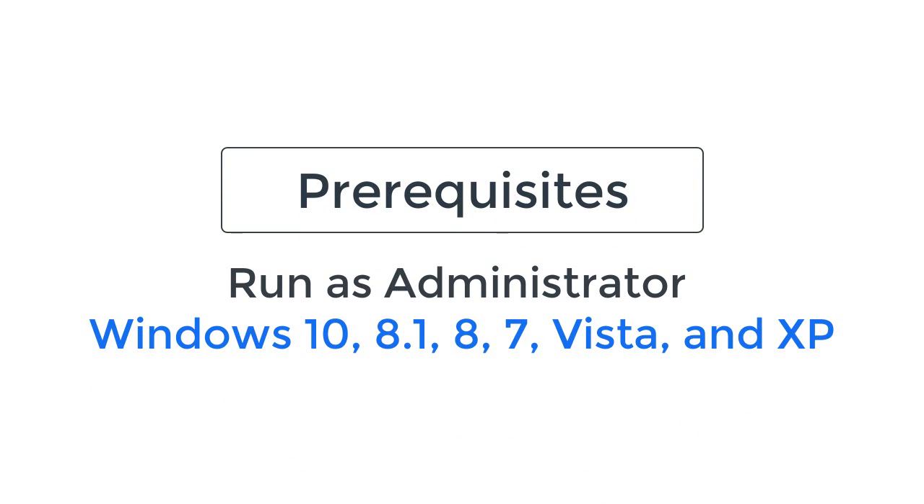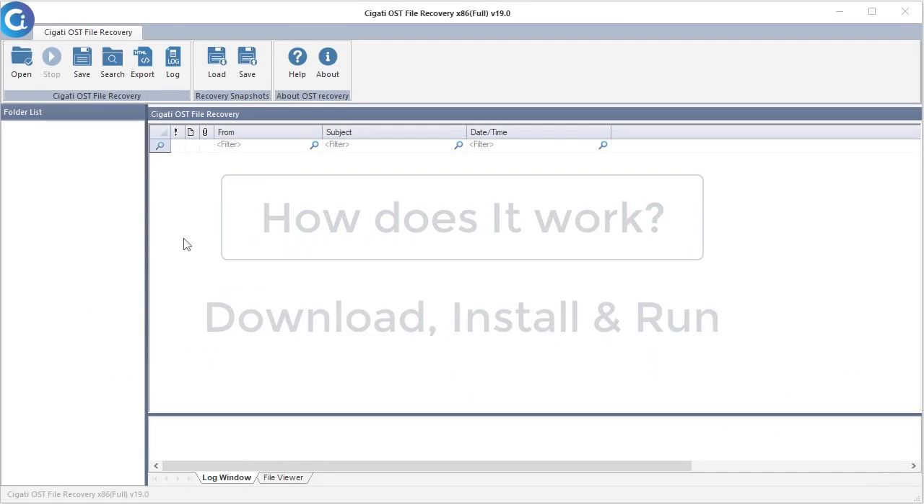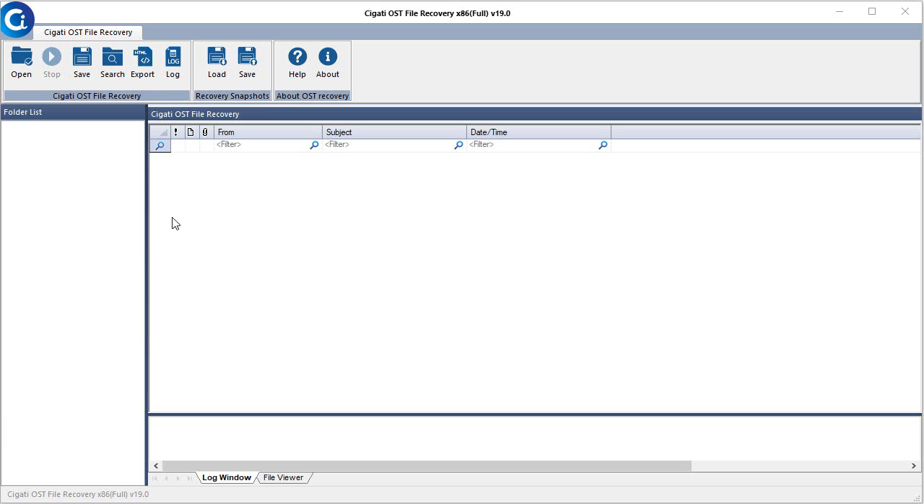Let's check out the prerequisites of the software. Run the software as administrator when using Windows 10 and its earlier versions. Now, let's understand the working procedure of the software. Download, install and run the Cigati OST file recovery software on your PC.